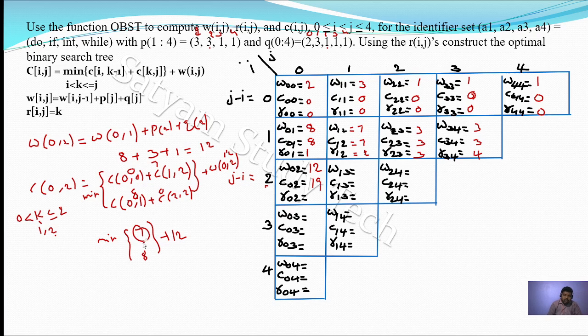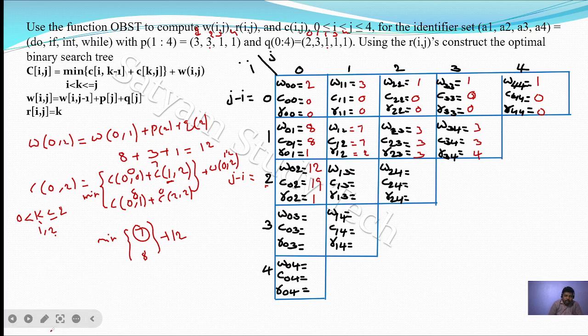Which k value is considered to get the minimum value? Here the k value is 1. So that's why r of 0 2 value is k, that is 1. Like that we have to calculate it.